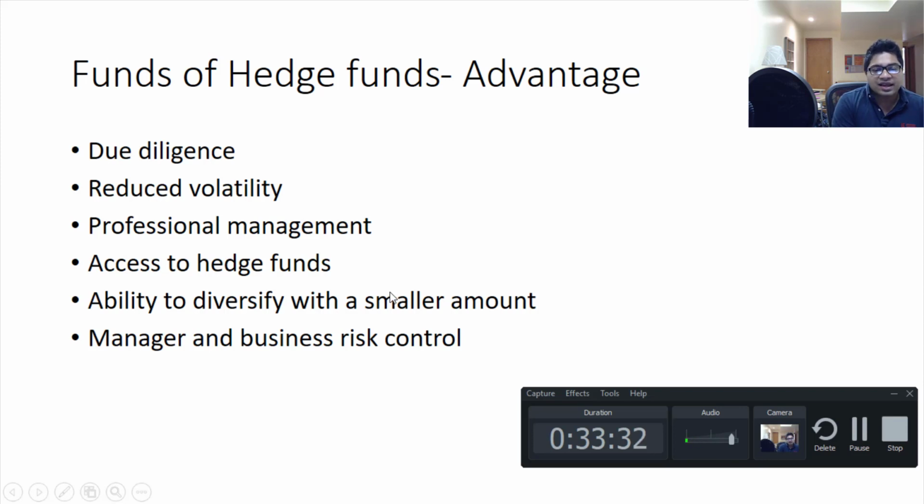Now like I have said, hedge funds are generally small startups, so it is sometimes difficult to get access to those hedge funds, so they have better access. Ability to diversify with a smaller amount. With a smaller amount you can invest in 10 different hedge funds or 20 different hedge funds. And there is manager and business risk control.